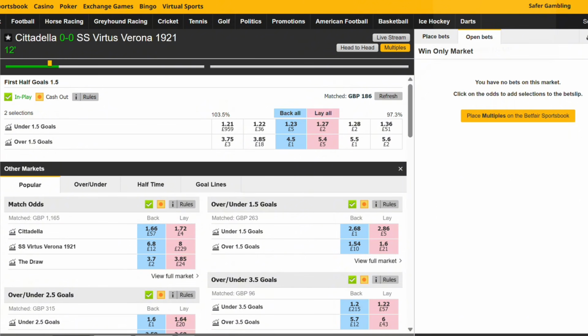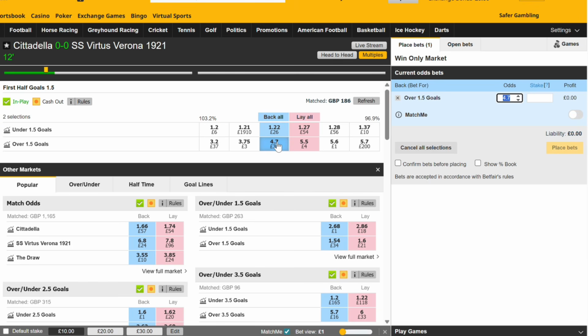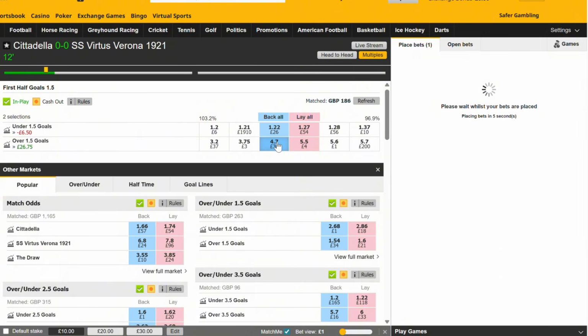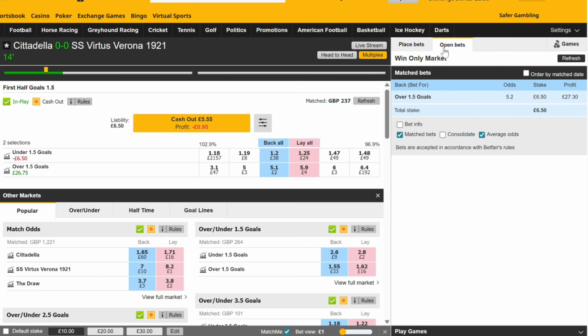I could probably get matched at odds of over 5 here. I'm just going to check the LSM again. There's been another shot on target, so I'm going to go ahead and enter this trade. A minute or two later and I'm matched, so I just need to wait now.